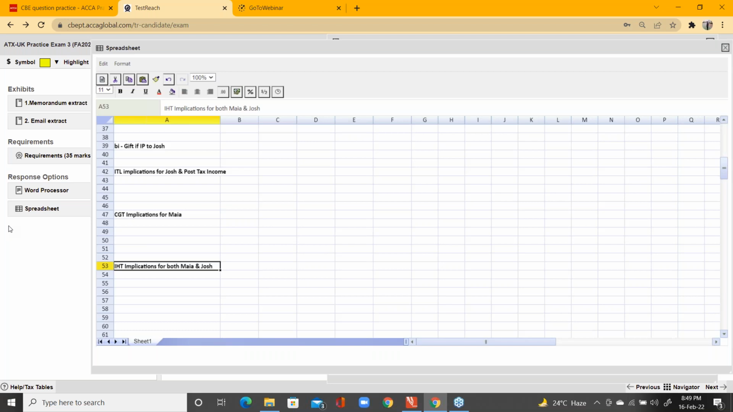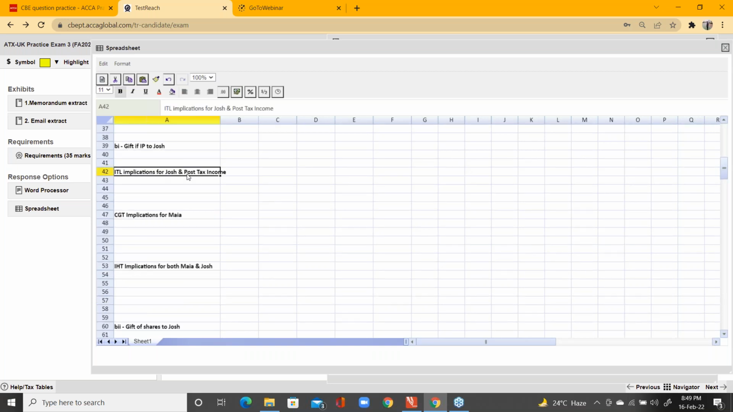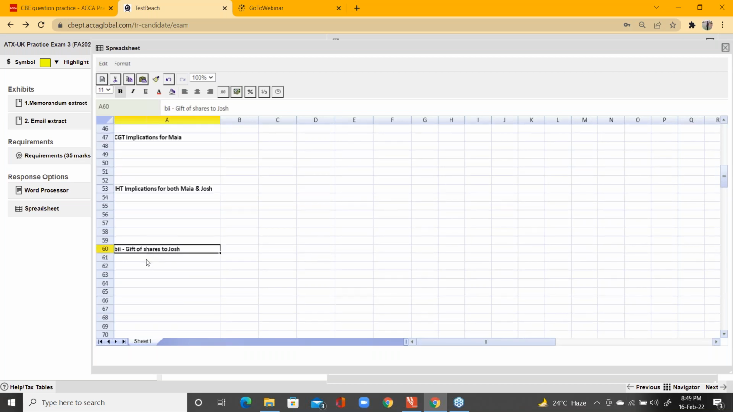Under part B2, what will we do over here? Under part B2, there is a gift of shares to Josh, and these shares are of Par Limited. Under this, no need to calculate the income tax implication for J and post-tax income. So what is required in part B2 as per the guidance given by the manager?